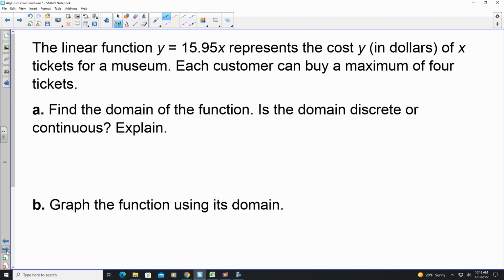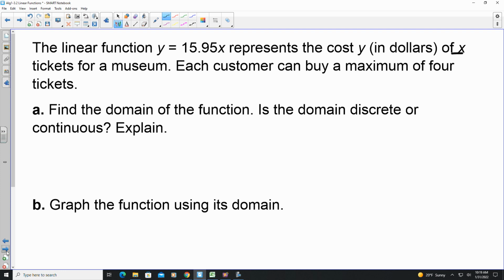So here it says we have a linear function y is equal to 15.95x, which represents the cost y in dollars and x in tickets to the museum. It says each customer can buy a maximum of 4 tickets. It wants you to find the domain of the function, and is the domain discrete or continuous, and they want you to explain.